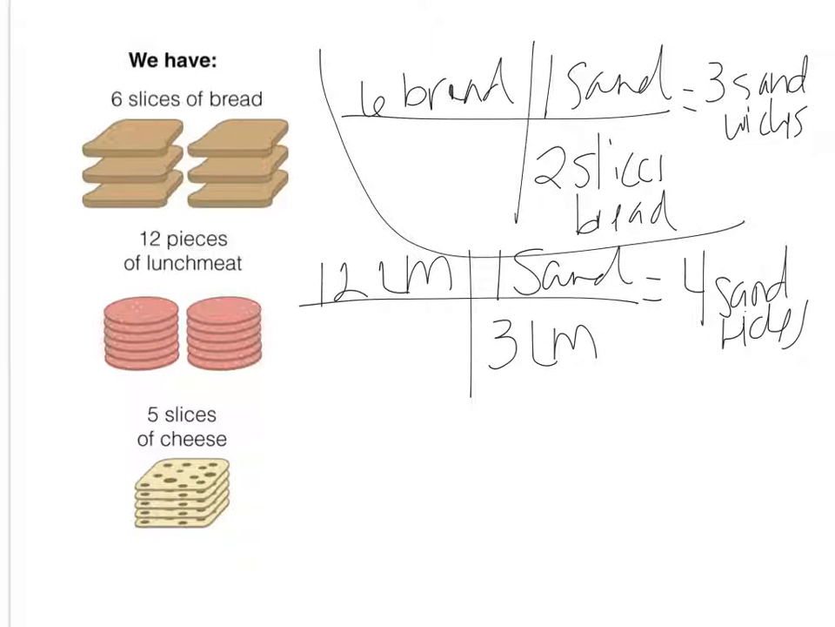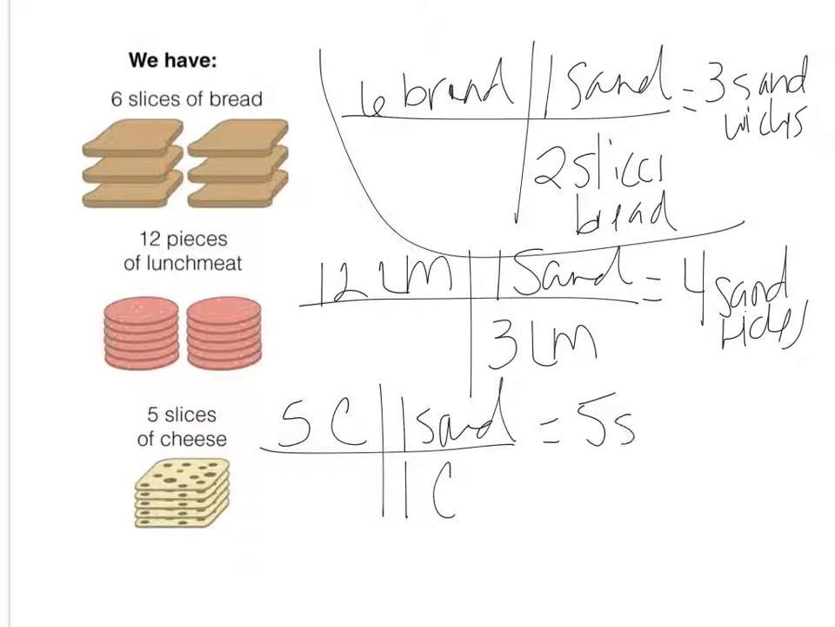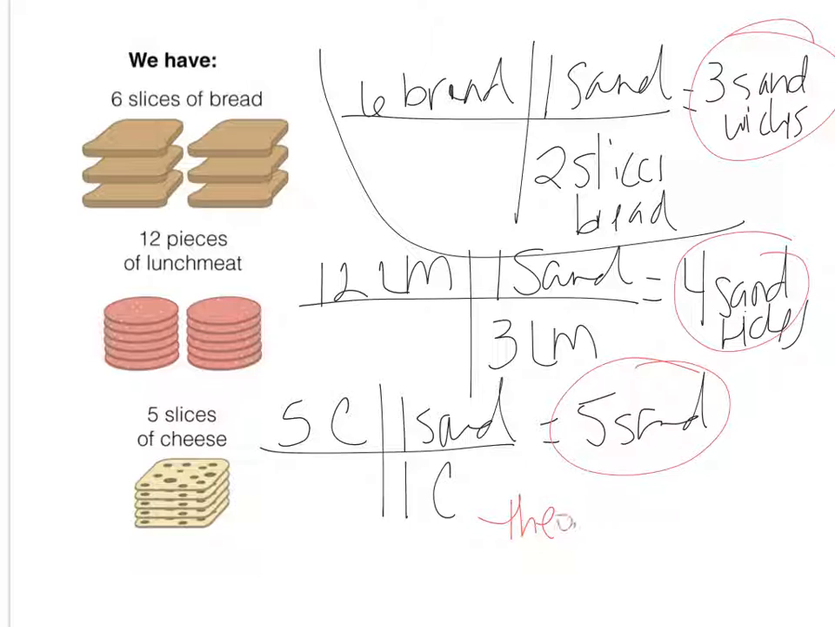All right, then I've got 5 slices of cheese, 5 cheese, and for 1 sandwich, I think it was 1 slice of cheese. So I can make 5 sandwiches with my cheese. So what I just figured out, these are called my theoretical yields. I could theoretically make 5 sandwiches with the amount of cheese I have, or 4 sandwiches with the amount of meat I have. But what can I actually make?